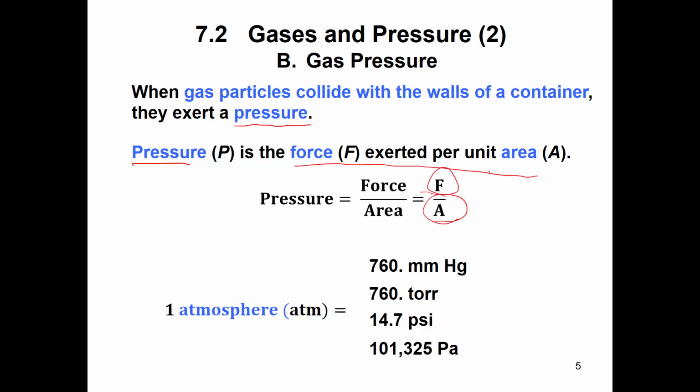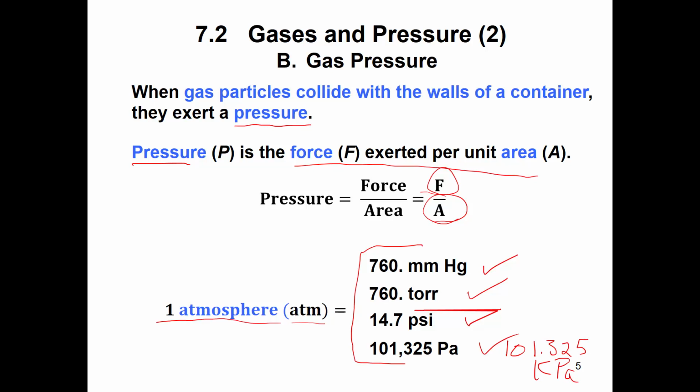The units of pressure that we use are millimeters of mercury, torr, pounds per square inch, or pascals. One atmosphere is the standard unit of pressure. All of these things, 760 millimeters of mercury, 760 torr, 14.7 psi, 101,325 pascals, or 101.325 kilopascals, you'll see that one as well, are all equal to 1 atmosphere of pressure.